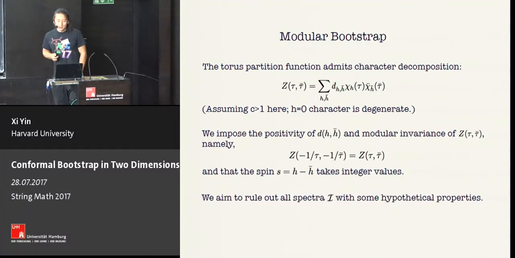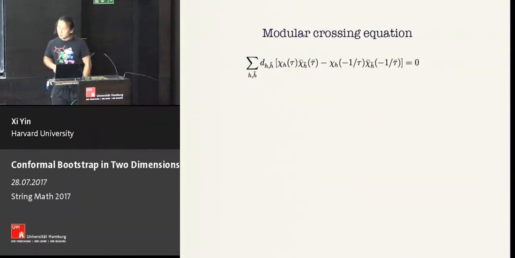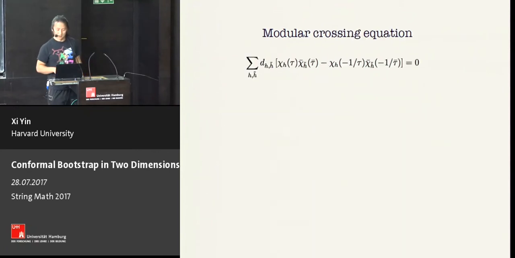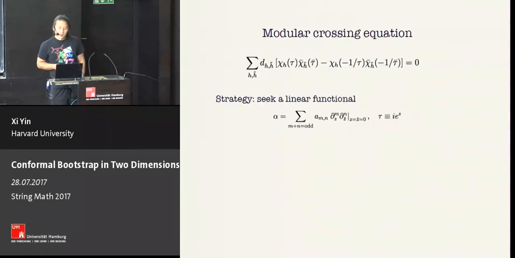The rule of this game is that we would like to rule out some set of spectra with some hypothetical properties by analyzing this modular invariance condition, which I wrote as the modular crossing equation. I'm just rewriting Z in terms of the sum of characters. Okay, and our strategy is the following. We want to implement the constraint that these coefficients d are positive. So the spectrum of the theory obeys such a modular crossing equation with some positive coefficients d.